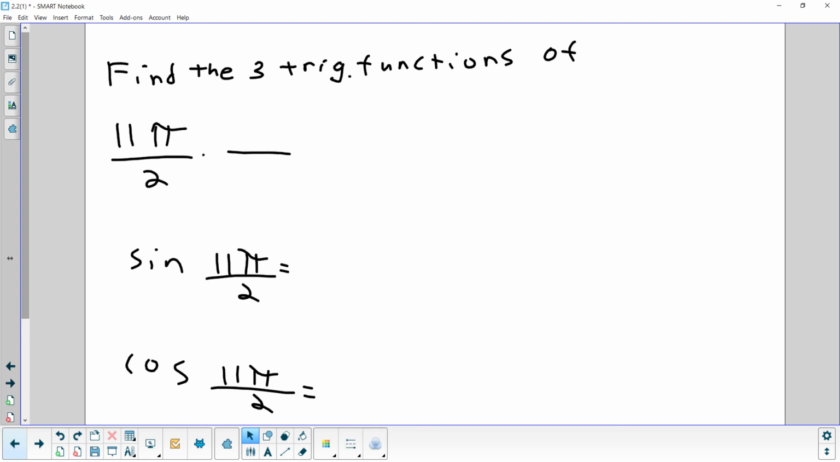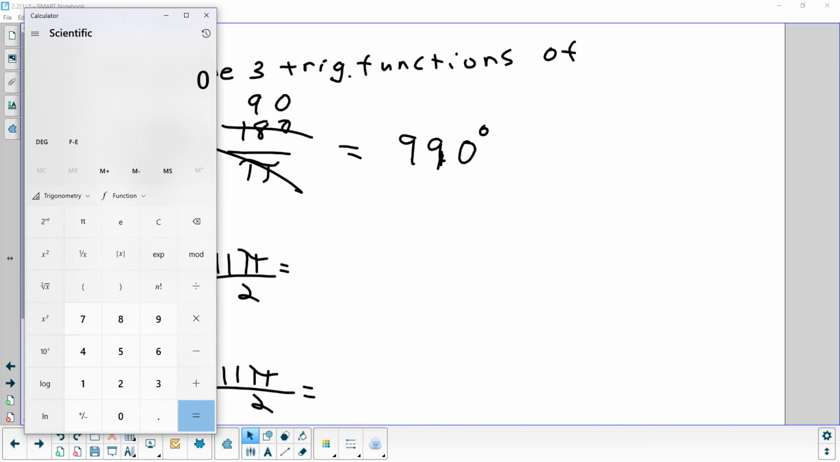James said, well, we don't have it in degrees, so that might be something we want to do. Let's change it to degrees. Pi's cancel out. 2 goes into 180 how many times? 90. And what's 11 times 90? 990. Okay, so at least I got something in degrees. I'm a little more familiar with that, so that's good.